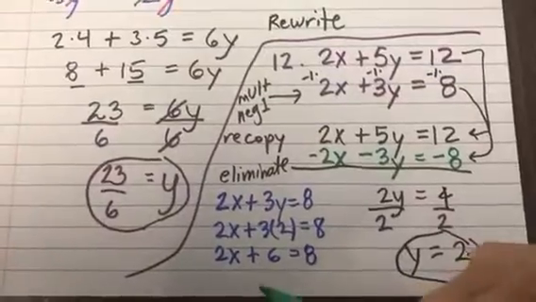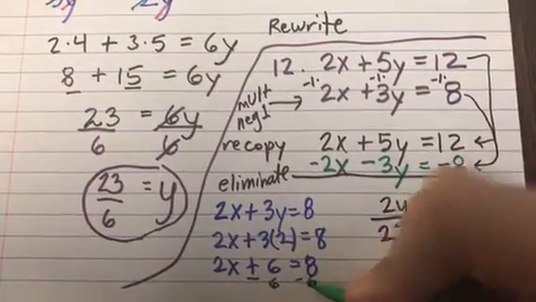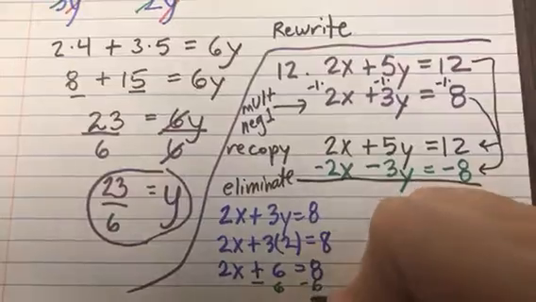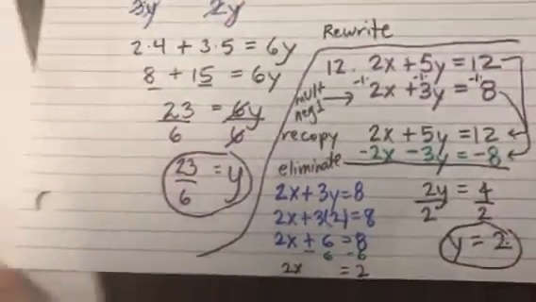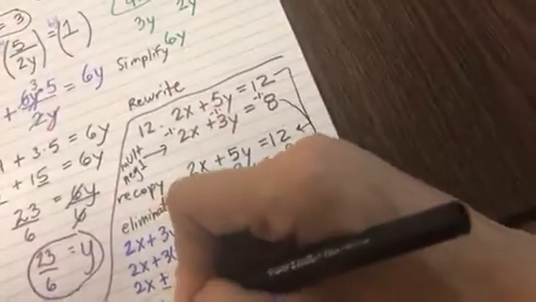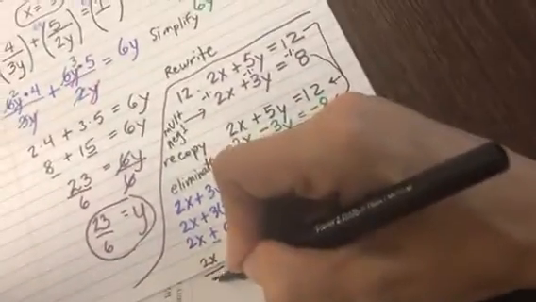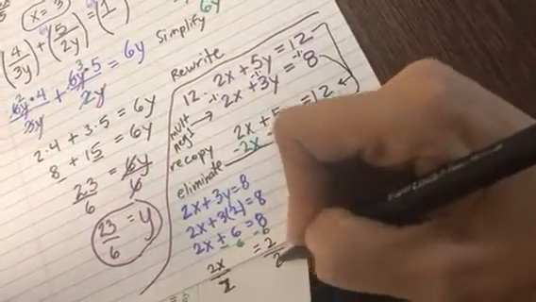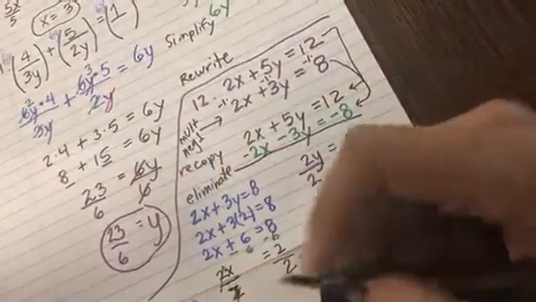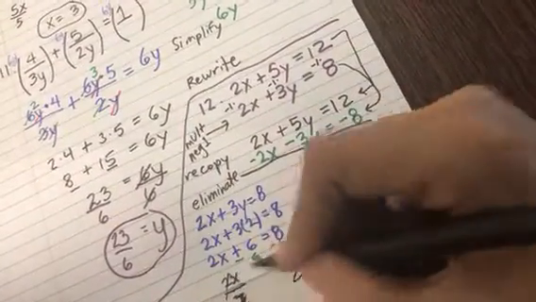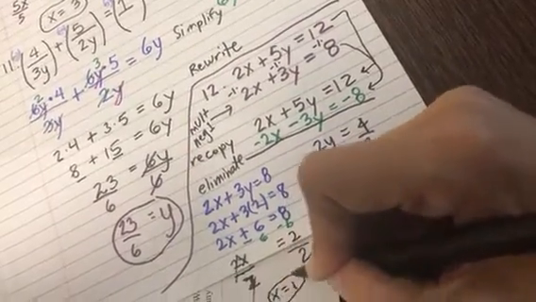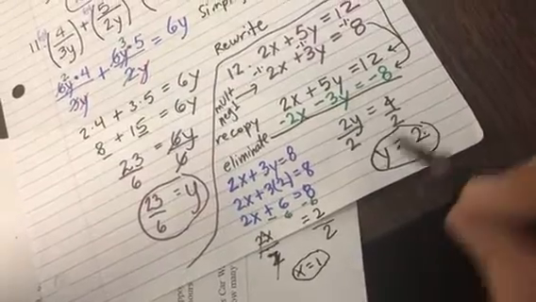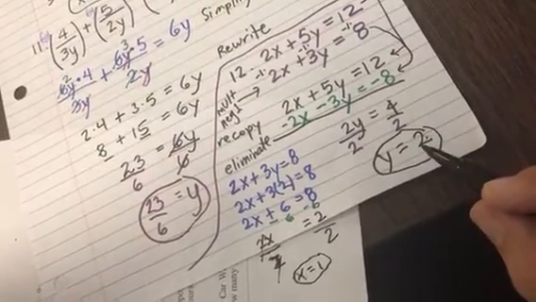Couple things keeping x from being by himself. So I'm going to subtract 6 on both sides, and I get 2x equals 2. Kind of running out of room, so let me just get a little bit more paper here. Divide by 2 on both sides, and I get x is equal to 2 divided by 2, so x is equal to 1. So my final answer was x is equal to 1, y is equal to 2.